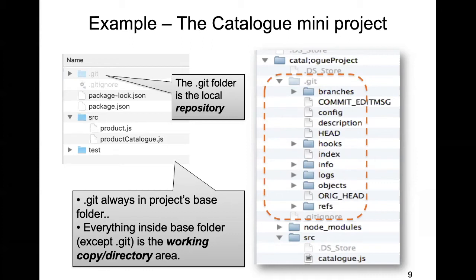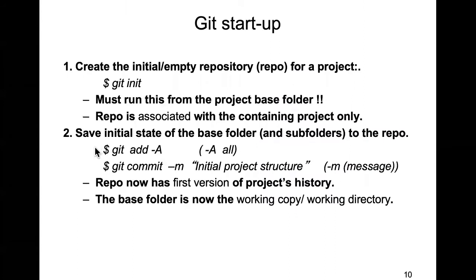But the effect anyway is making a copy of what we refer to as the working area or the working directory. So the effect of these two commands is to make a copy of your working directory, your working area, inside the repository. So the repository now has, we could say, the very first initial version of your project. So that's how you get started.